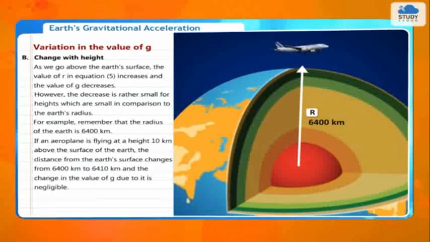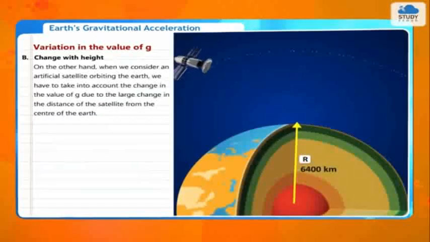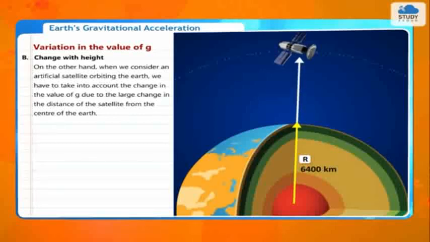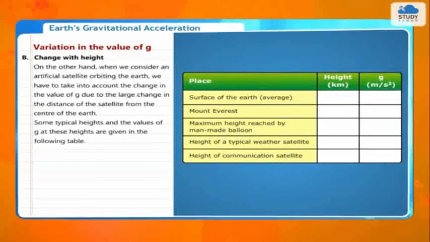If an aeroplane is flying at a height 10 kilometers above the surface of the Earth, the distance from the Earth's center changes from 6,400 kilometers to 6,410 kilometers, and the change in the value of g due to it is negligible. On the other hand, when we consider an artificial satellite orbiting the Earth, we have to take into account the change in the value of g due to the large change in the distance of the satellite from the center of the Earth. Some typical heights and the values of g at these heights are given in the following table.